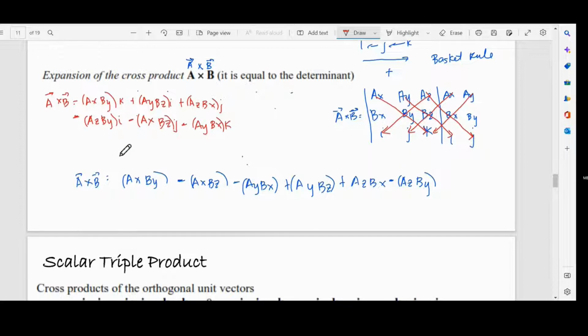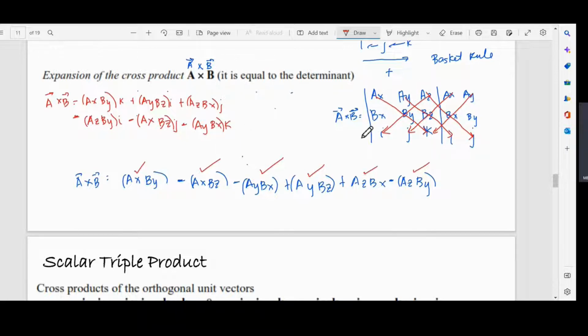Okay. Therefore, kita nyo dito, AX, BY, positive AX, BY. Diba? AY, BZ, AY, BZ, positive siya. AZBX, positive, tapos minus AZBY. AZBY, ayan o, minus, parehas. Minus AXBZ, minus, parehas. Then AYBX, minus. That's why the expansion of the cross product A cross B is equal to the determinant.